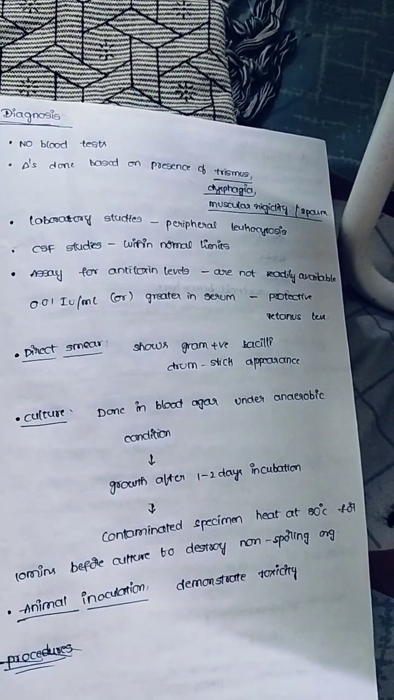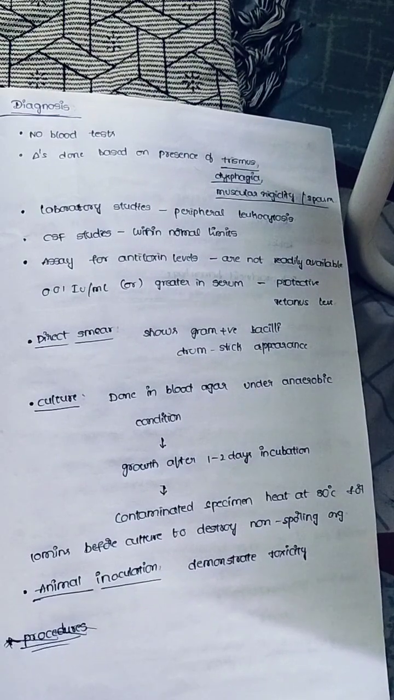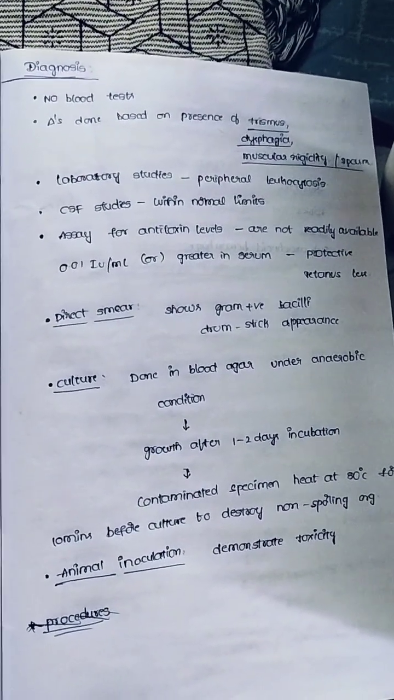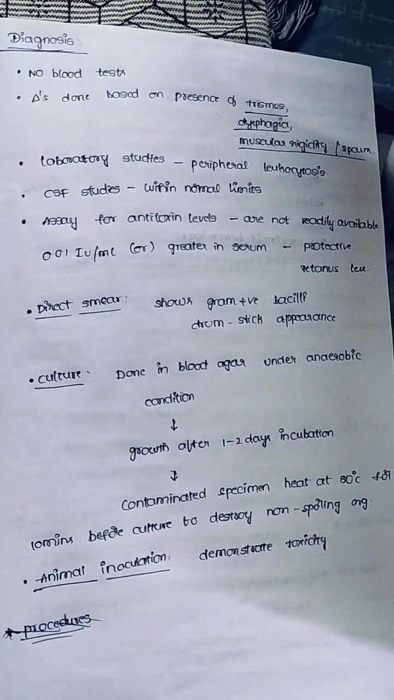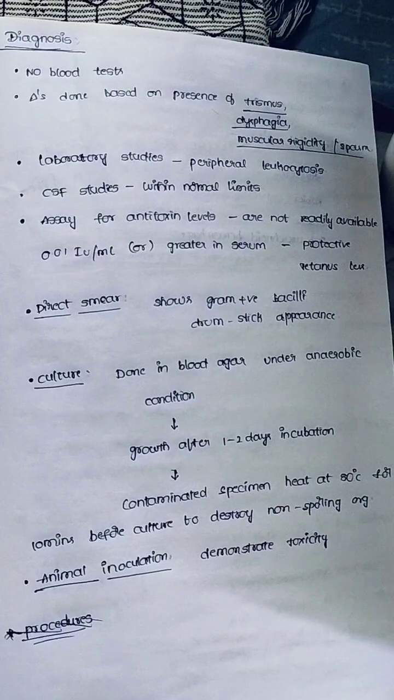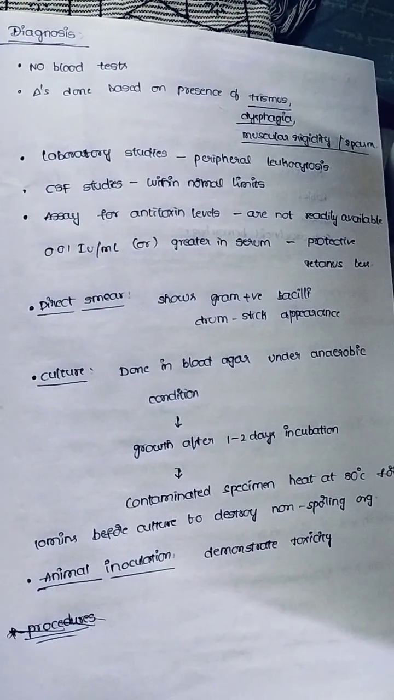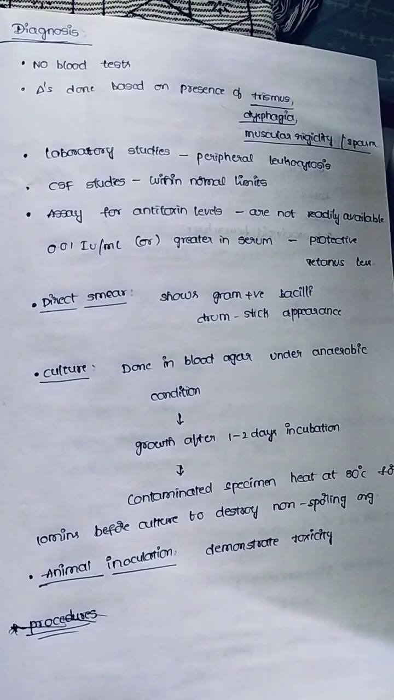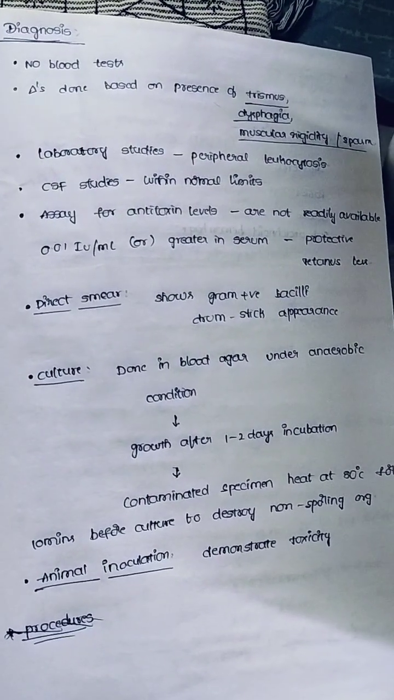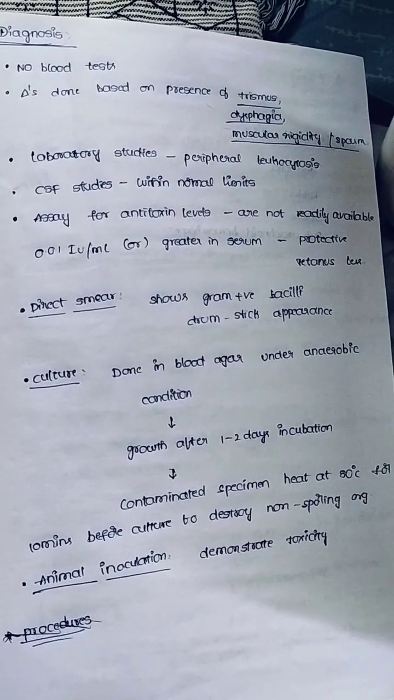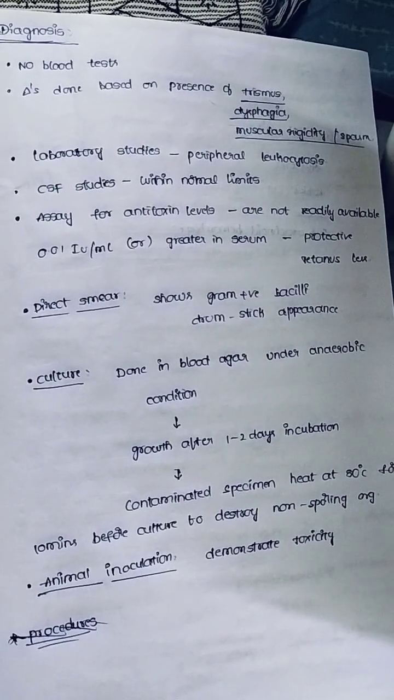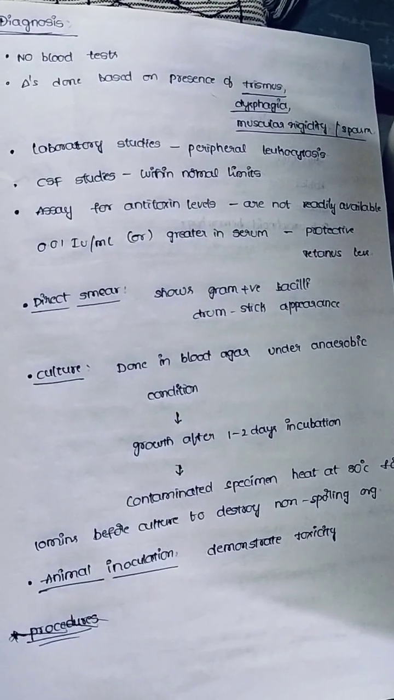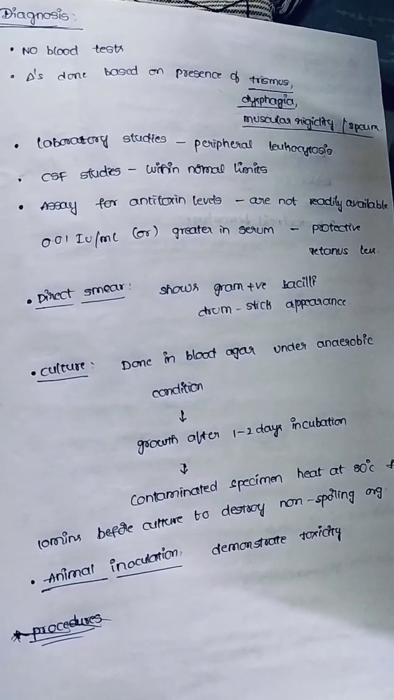Coming to the diagnosis: tetanus is diagnosed without a blood test, based only on the presence of trismus, dysphagia and muscular rigidity or spasm. Laboratory studies show peripheral leukocytosis and cerebrospinal fluid studies within normal limits. Serum antitoxin levels are also not readily available, but 0.01 IU per ml or greater in serum is protective against tetanus.